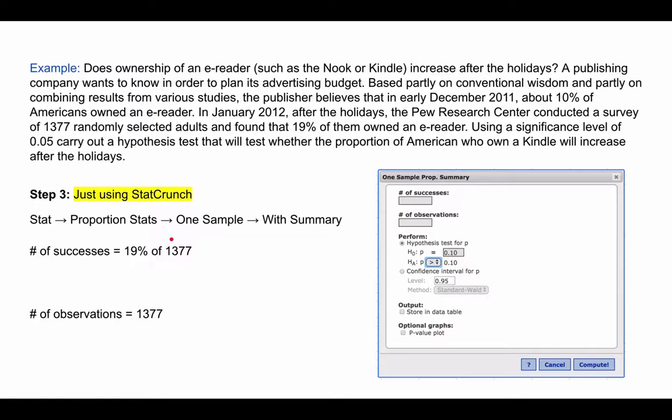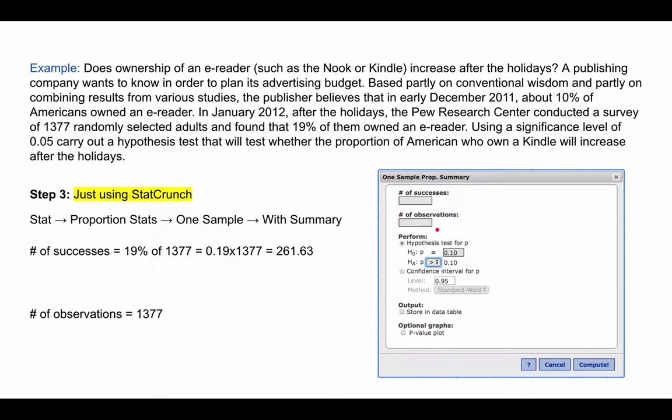You have to actually calculate it in this case. Sometimes you're told the actual number, but in this case you have to calculate how many by doing 19% of 1,377. Now if you do that, you want to move the decimal 2 places to the left to get 0.19, and then you multiply it by 1377, and then we get 261.63. So this is the number that we're going to put into this box here. In fact, we'll probably round it to 262 people. And then number of observations is just the n value, so like how many people you surveyed.